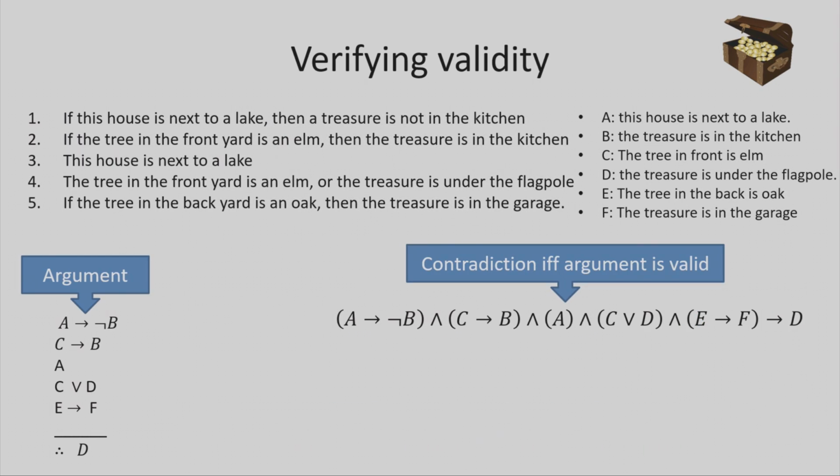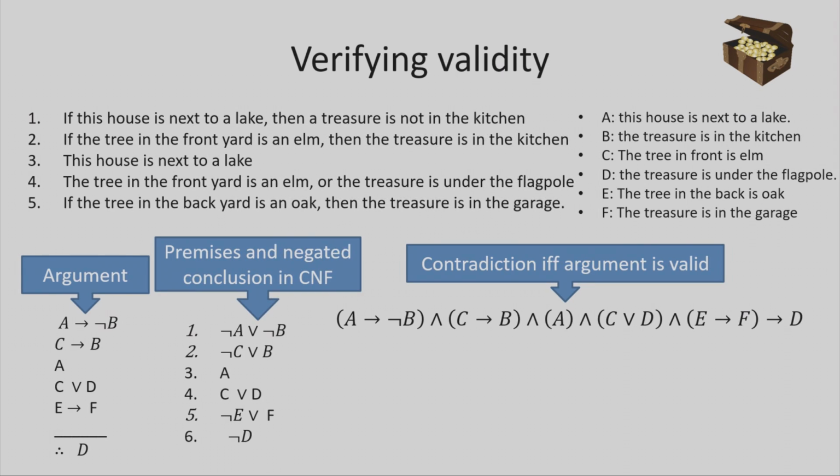So let's try to check whether this argument is valid. Let's go and convert all the premises into CNF form and the negated conclusion into CNF form. Well, there is not much to do with the conclusion because it's just one variable. So a negated variable is a perfectly good CNF formula.